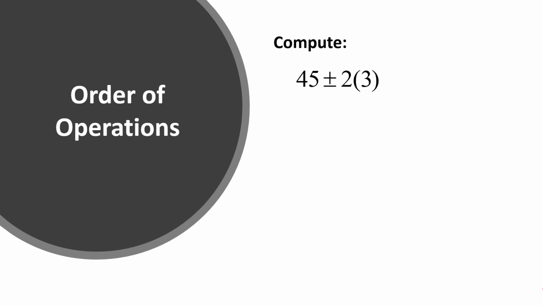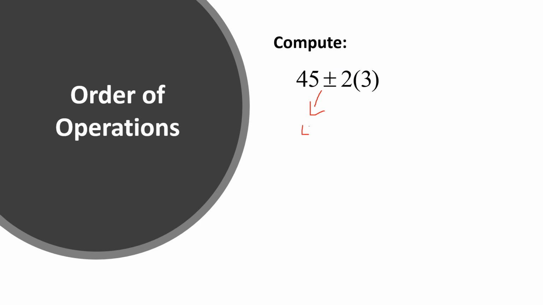In this example, we have shorthand. This symbol means plus and minus. So this is actually two numbers. It's mathematical shorthand. So this means 45 minus 2 times 3 and 45 plus 2 times 3. And that's why we call this plus and minus, because this is two operations at the same time. So I'm going to break them up. I'll do the subtraction part first.